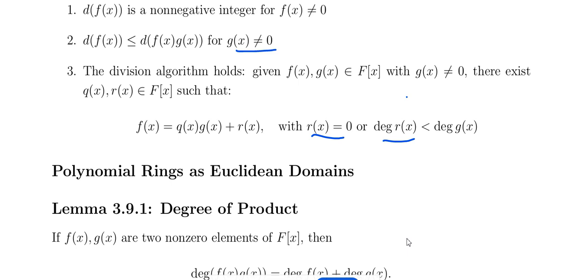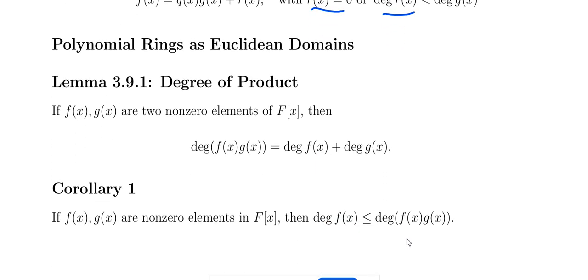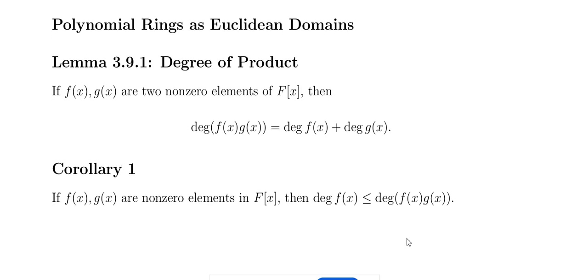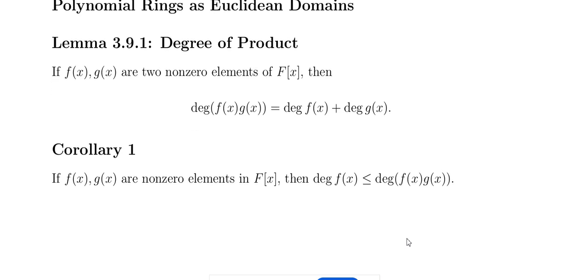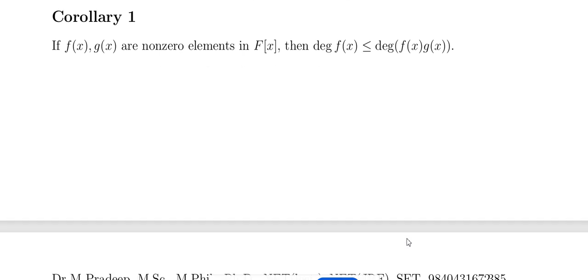Okay, well, this is called the formal Euclid ring, and polynomial rings act as a Euclidean domain. So the degree of the product, that is, when you take two non-zero polynomials, the degree of f of x into g of x is nothing but degree of f of x plus degree of g of x. Okay, and f of x, g of x are non-zero elements, and degree of f of x is always less than or equal to degree of f of x into g of x.